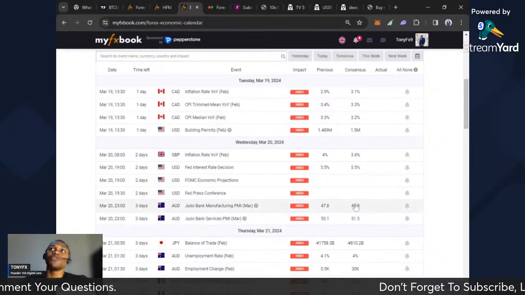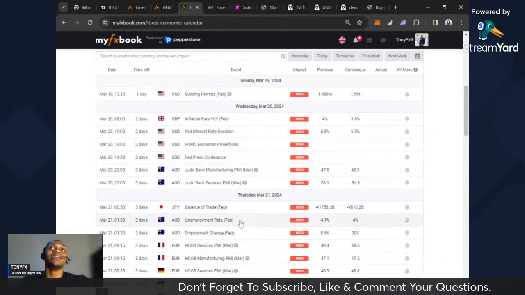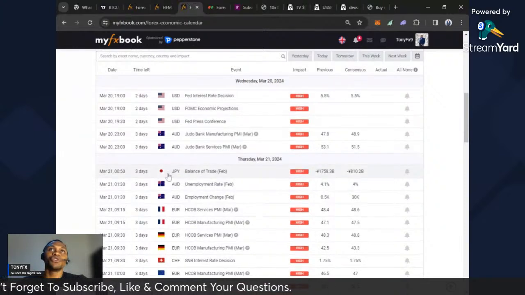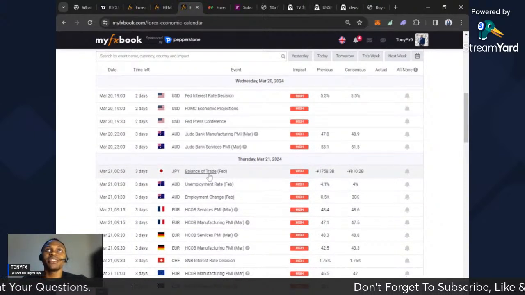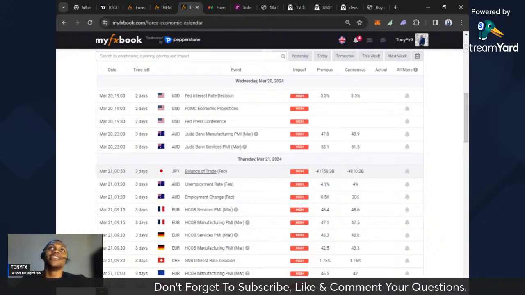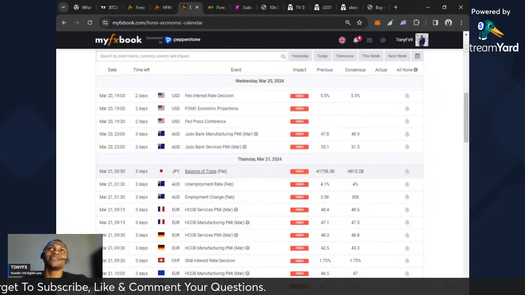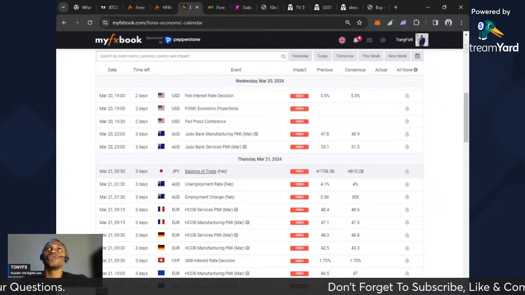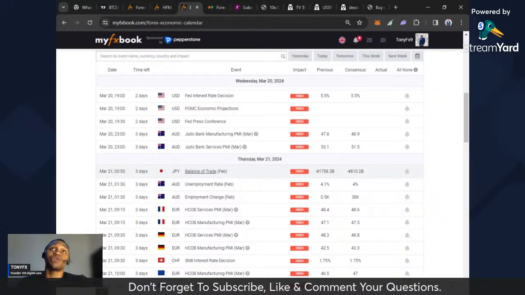If we have a figure higher than these two figures on the consensus, it's going to be good for the Australian dollar leading into Thursday. Then on Thursday, Asian session, we have the balance of trade for the Japanese yen, which has to do with total imports minus total exports. If the imports are higher than the exports, it's bad. But if the exports are higher than the imports, it's good. And if you know the track record, Japan is like the center of e-commerce in the whole world, so most times exports are higher than imports. In such a situation, we will see strength in the Japanese yen on Thursday.